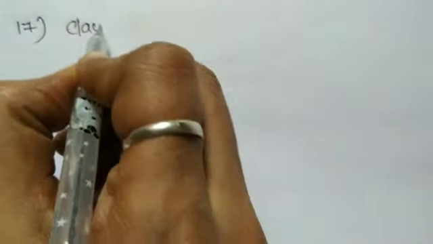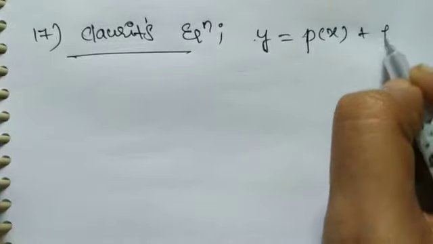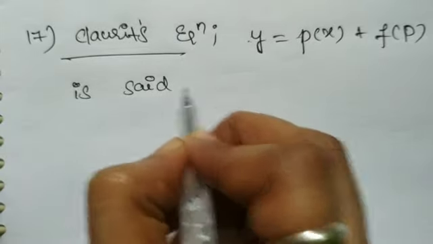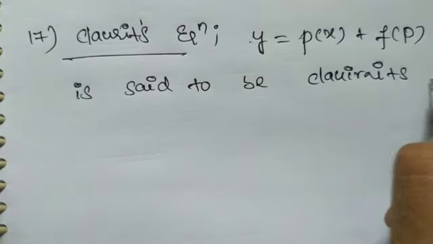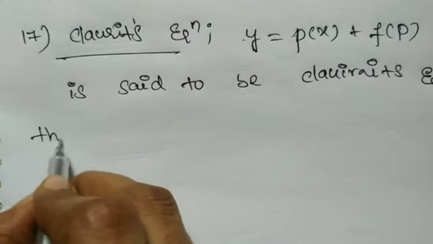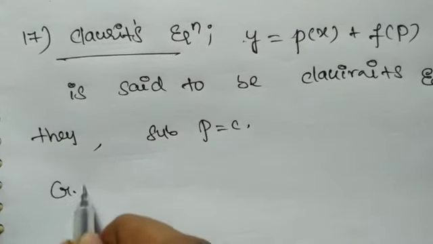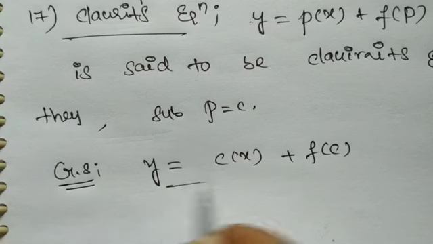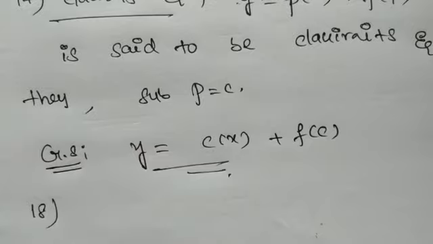Next one, Clairaut's equation. y equal to p x plus f of p is said to be Clairaut's equation. Then the general solution is obtained by substituting p equal to c. Therefore I am writing the general solution of Clairaut's equation, that is y equal to c x plus f of c. So this is the general solution of Clairaut's equation.